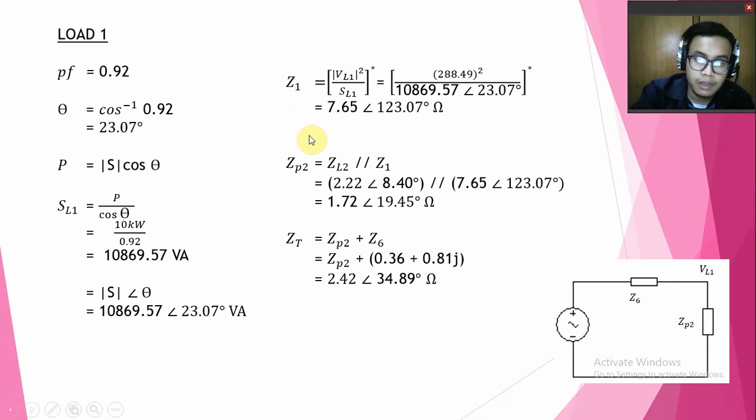After that, we must parallel the impedance load 2 with the Z1. After we parallel it, we can get the circuit like this, right, on the screen. After that, we just add the impedance parallel with impedance 6 to get Z total, and Z total is 2.42 angle 34.89.